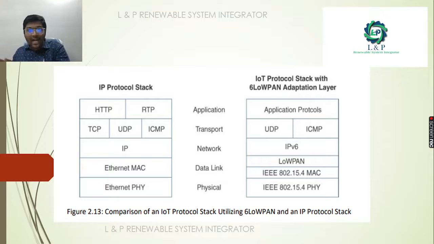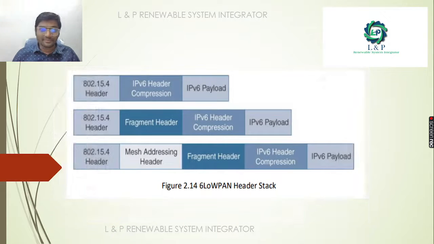When we make a comparison between the IP protocol stack and the IP protocol stack with the 6LoWPAN adaptation layer, in the normal IP protocol we have only physical, MAC, IP, TCP and HTTP. When going for IP protocol stack with 6LoWPAN, we are using IEEE 802.15.4 as the physical and MAC layer, and then we are using LoWPAN. Next we are using IPv6. Next to it we have a UDP option, and finally we have the application protocols.